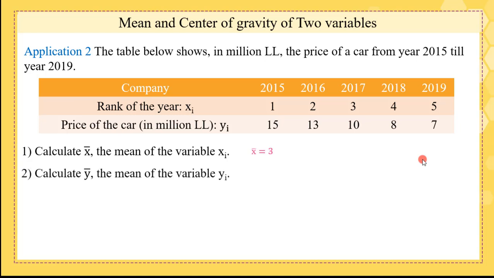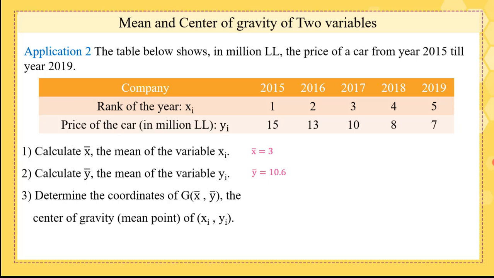Calculate y bar, the mean of the variable yi. That means we have 2. Use the calculator to find the mean of yi, or in other words add the following numbers and divide by 5 because we have 5 modalities of yi. Okay, yes. And determine the coordinates of G, the center of gravity of xi, yi. Obviously we can say that G has as coordinates 3 and 10.6.